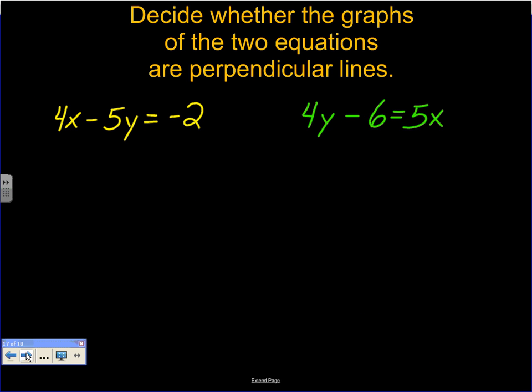Here's another example. Go ahead and work this one out on your own. See if they're perpendicular to each other. Might want to pause the video because I'm going to work them out here in one moment.